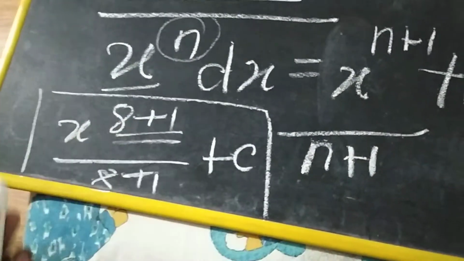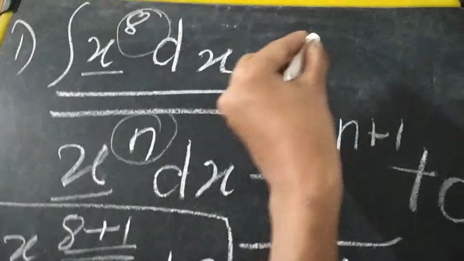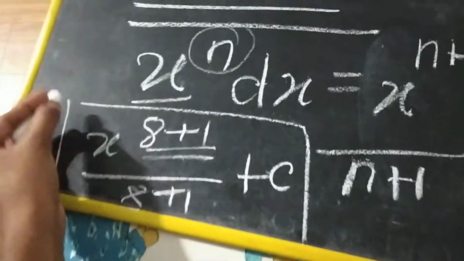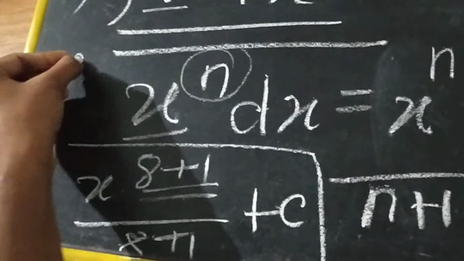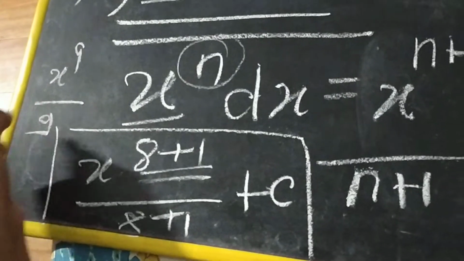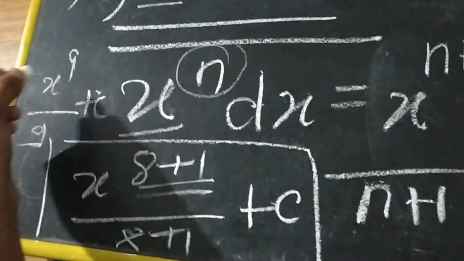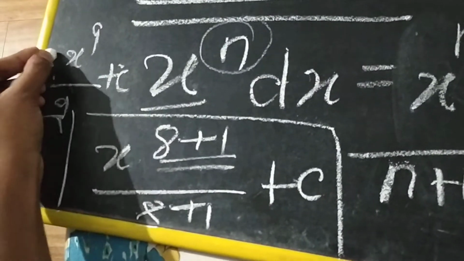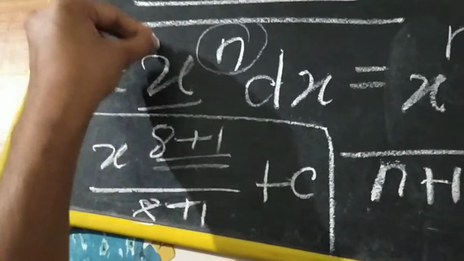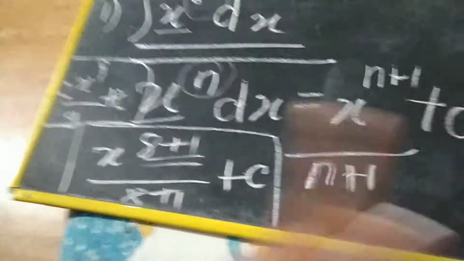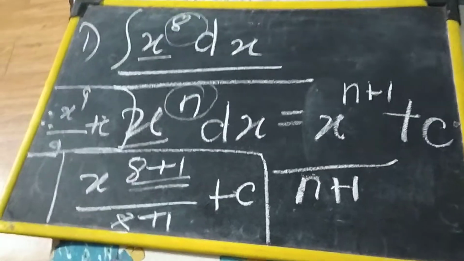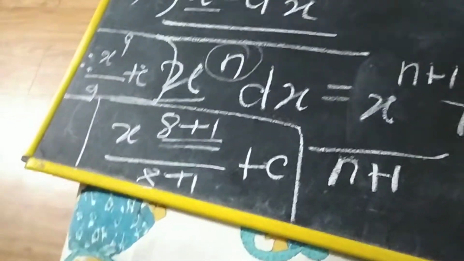What is 8 plus 1? 9. So your final answer is x raised to 9 upon 9 plus c. So this is your final answer. Sorry for all this mess. So it is as easy as it is.